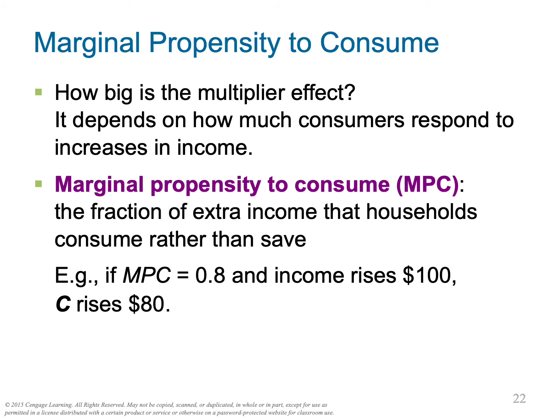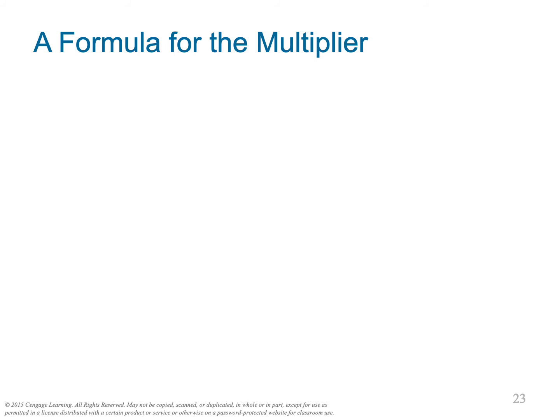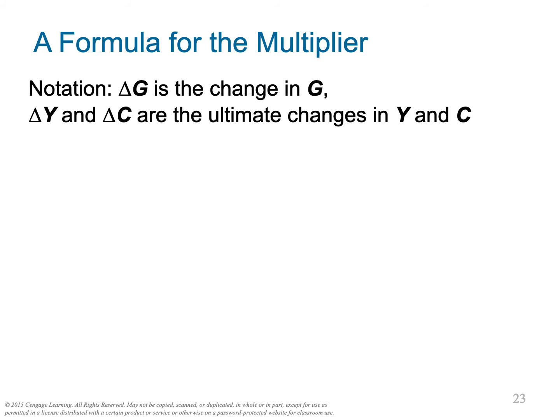Now, with this concept, we can determine how big the multiplier is. We actually have a formula for it. Okay, so just a little bit of notation so that we can clearly describe this formula. Delta G, that triangle is the Greek letter uppercase delta, and it stands for change. So delta G means the change in G, or the change in government spending. And likewise, delta Y is the change in GDP, and delta C is the change in consumption.